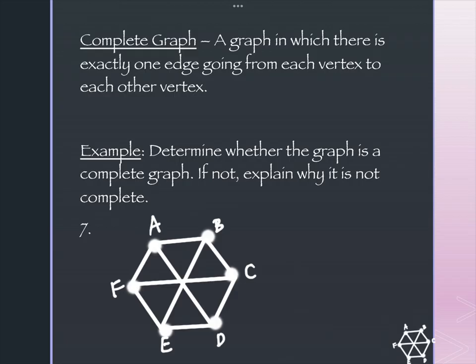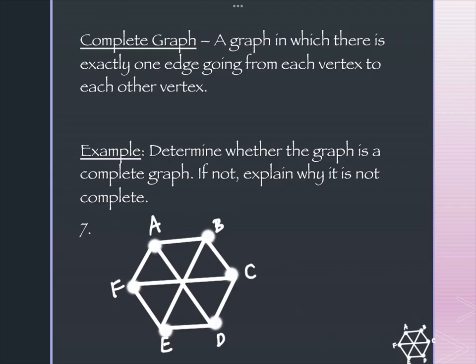We don't have that, and we probably don't need that. That sounds like a lot of pavement to put down, right? It's not necessary. But that's what the image would look like. All right, so we're going to look at this picture, and we're going to determine whether the graph is a complete graph. And if it's not, we're going to explain why it's not.